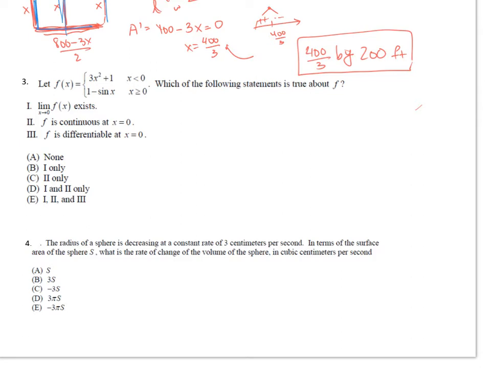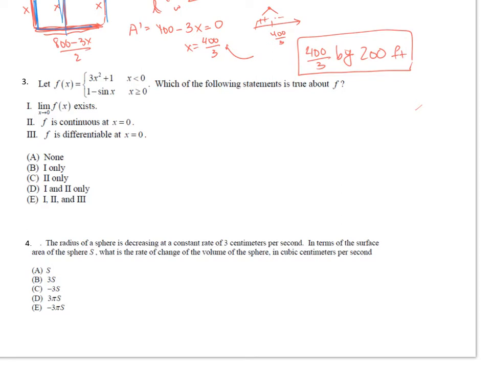So for this one, it says, let f of x equal 3x squared plus 1 for x less than 0, 1 minus sine x for x greater than or equal to 0. Which of the following statements is true about f? Does the limit exist? Is it continuous? Is it differentiable? Well, if it's differentiable, it's got to be continuous. So let's just go ahead and take a look at some parts here.